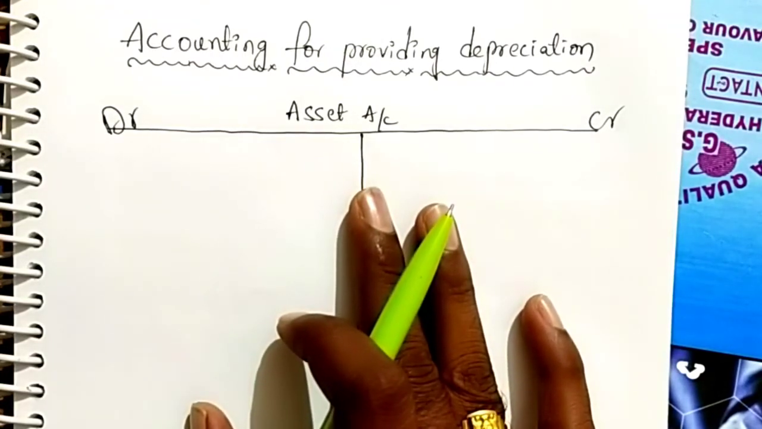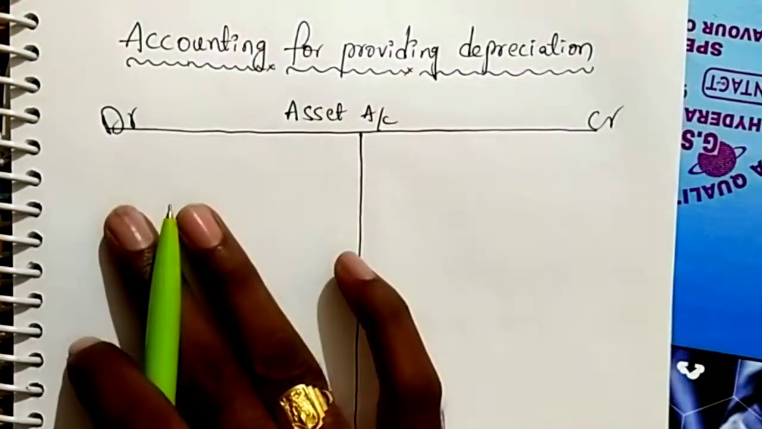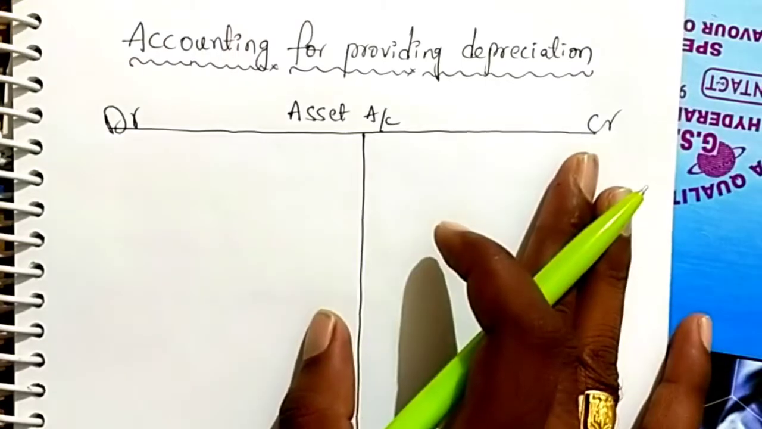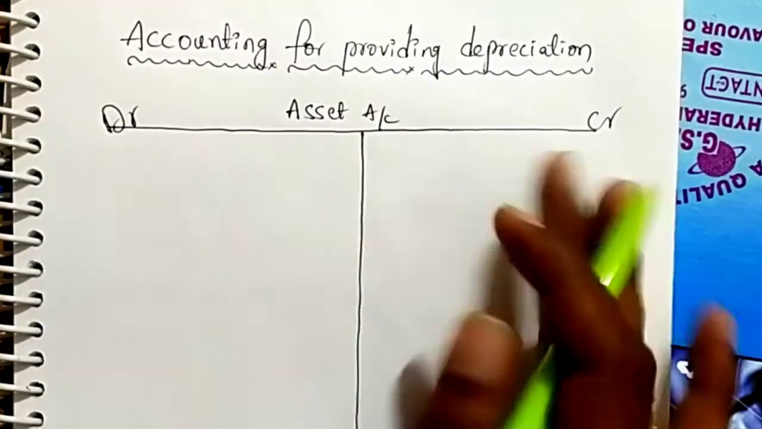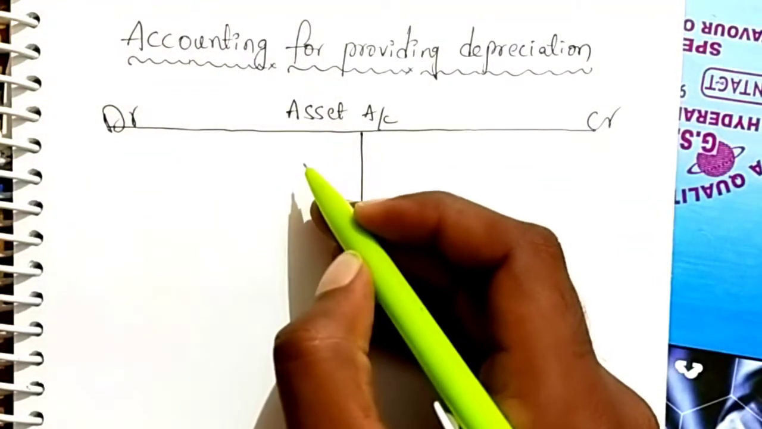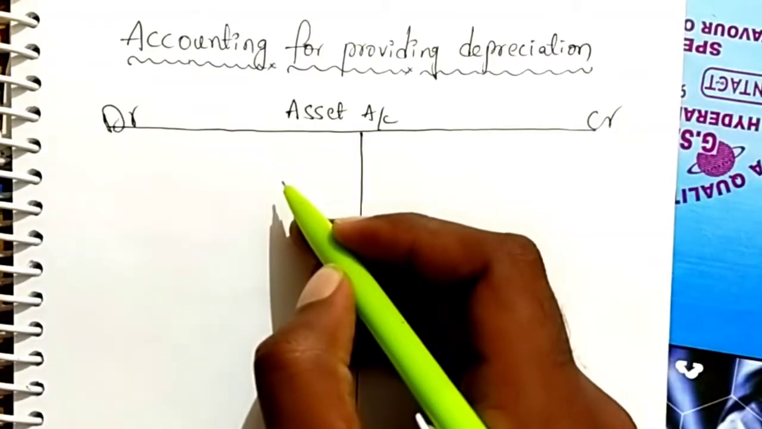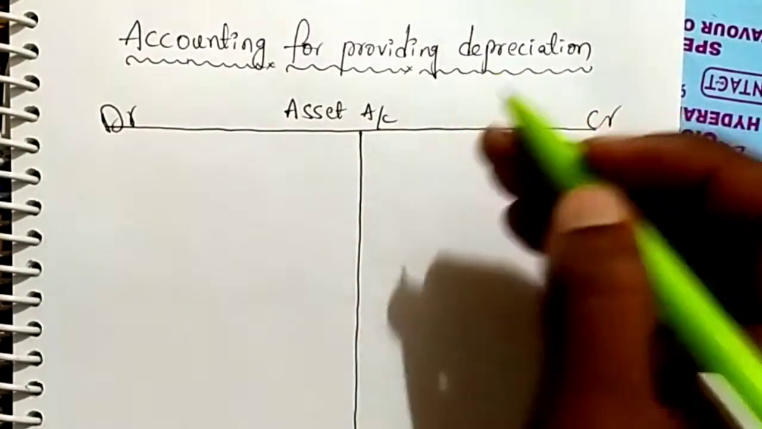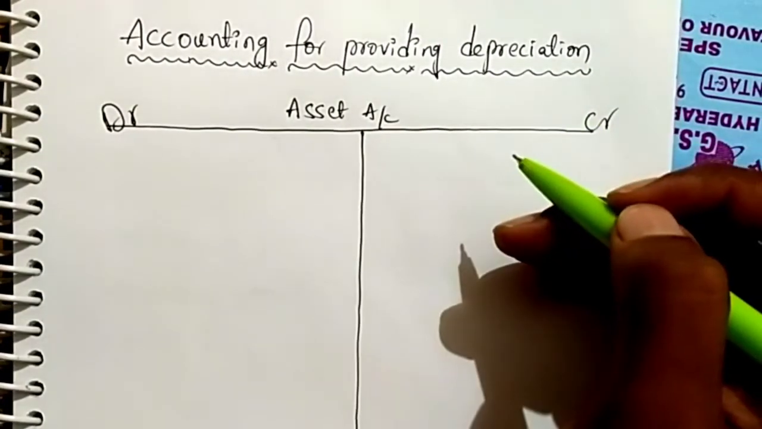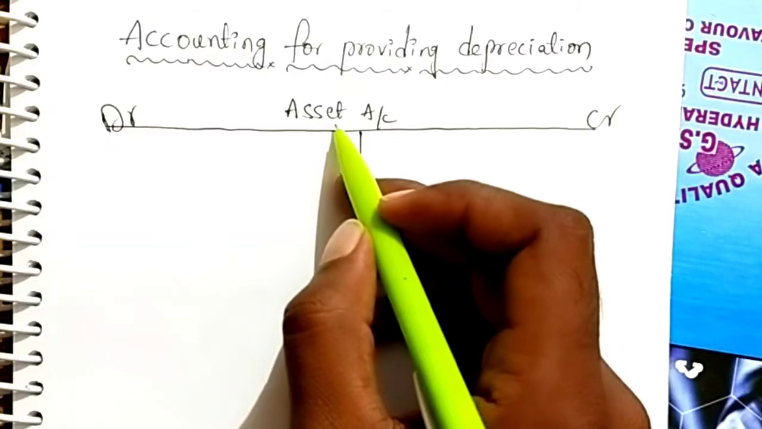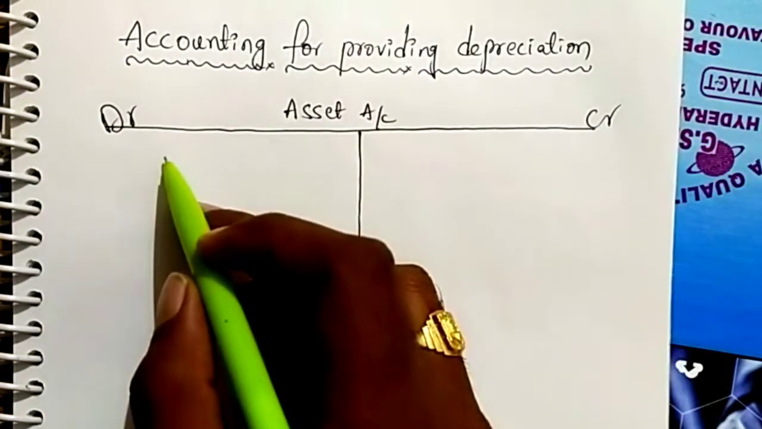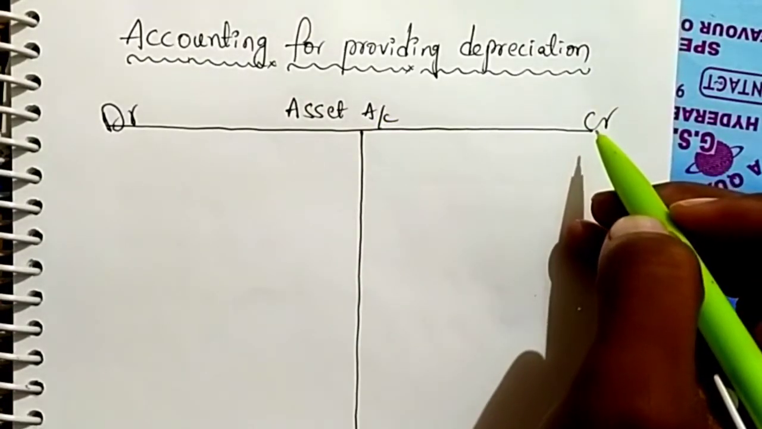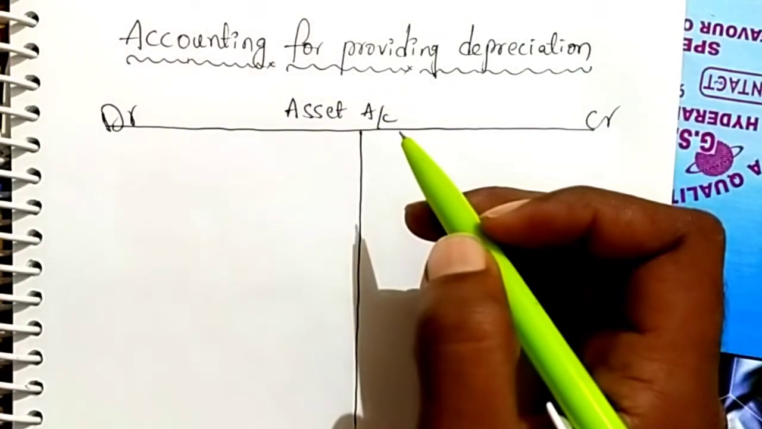What does that mean for an asset? When an asset comes into the business, that is to be debited. When an asset goes out, that is to be credited. Asset comes in means asset value will increase in the business. Asset goes out means asset value will decrease in the business. If an asset increases, that asset account is debited. If an asset decreases, that asset account is credited. So that is what we have to observe.